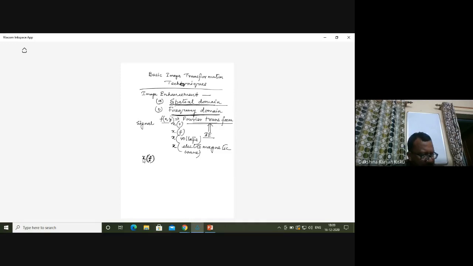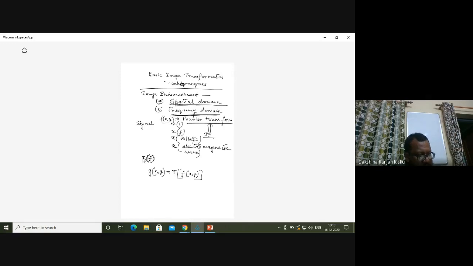So image enhancement can be performed in two different domains, spatial domain and frequency domain. In the spatial domain, when we talk about the basic image transformation, we could have a function g(x,y), which we could write as g(x,y) equals T of f(x,y). Now what is T here? By image enhancement, what do we want to achieve? We want to improve the pixel quality of the input image.